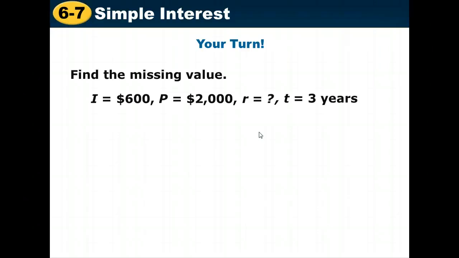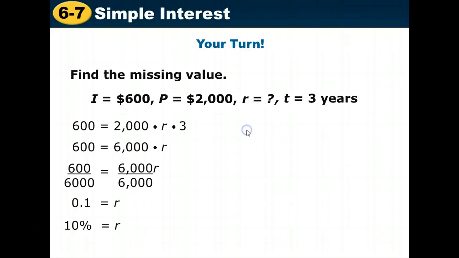Okay guys, welcome back. So again here we want to start with what we know. Interest 600, principal 2000, and years 3. So we want to combine 2000 and 3, so we just multiply them to get 6,000, and then we divide both sides by 6,000 to solve for R. Now please remember again to multiply that 0.1 by 100 and we will get 10%.